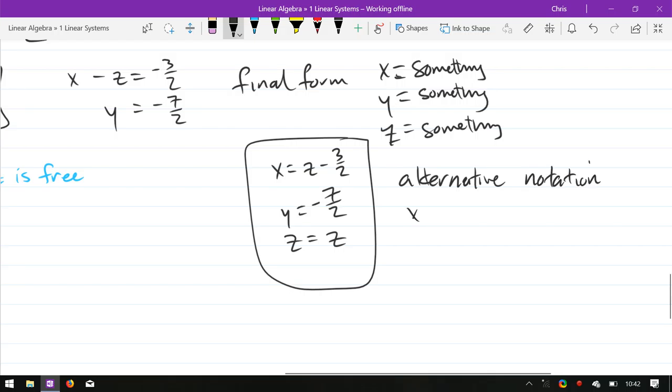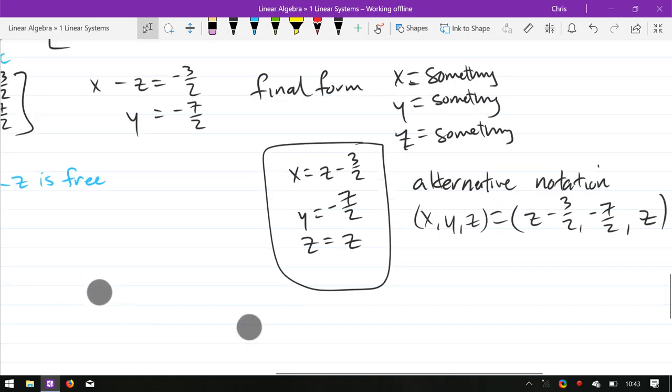Alternative notation, you can write it as x comma y comma z equals x is z minus 3/2, y is negative 7/2, and z is just z. So I think that question you guys just asked me was answered in this type of form right here. So this would be one way to do it.